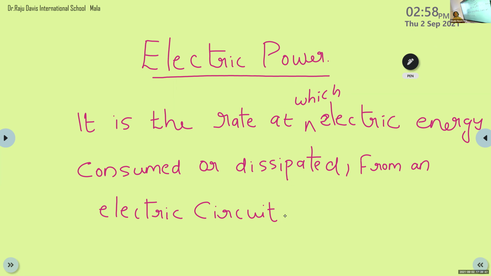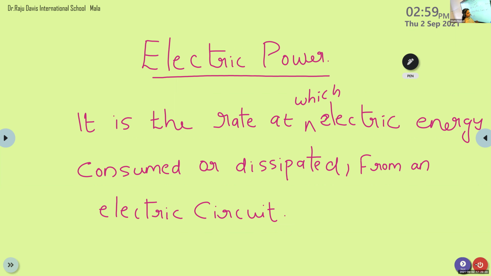It is the rate at which electrical energy is consumed, that we can take for our household purposes, or it is the rate of energy that is dissipated after the usage of this electricity. Some amount of energy is dissipated outside in the form of heat and all. So it is the rate at which the electric energy is consumed or dissipated from an electric circuit is called electric power. This is the definition for electric power.